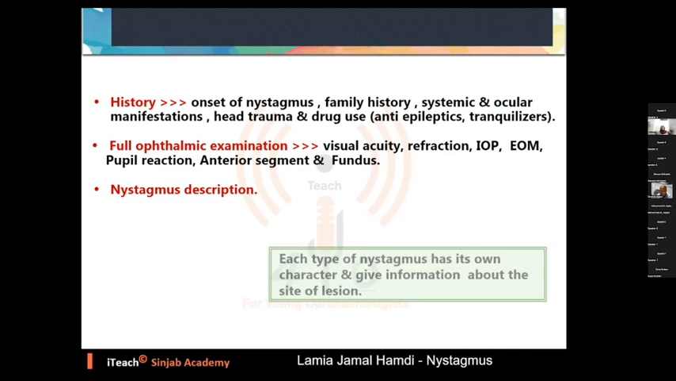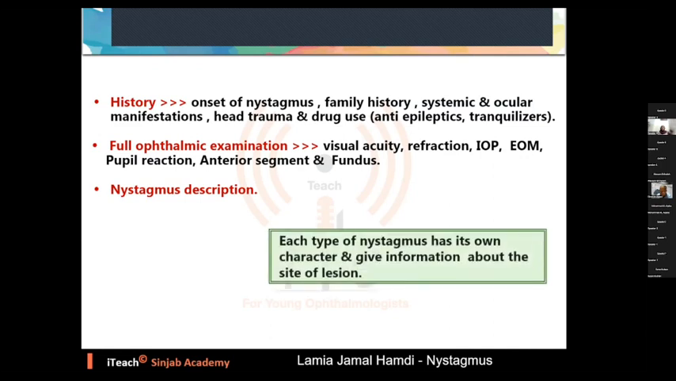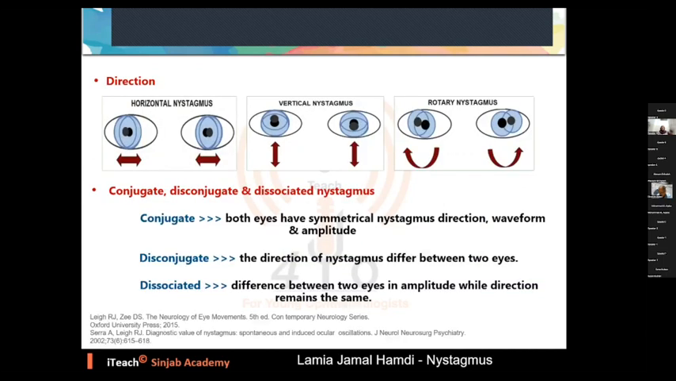Each type of nystagmus has its own character and gives information about the site of the lesion. There are 7 points to describe any type of nystagmus, starting with the direction. Nystagmus can be horizontal, vertical, or torsional. Conjugate is when both eyes are symmetrical in direction, waveform, and amplitude. Disconjugate is when both eyes are different in the direction of the nystagmus, while dissociated is when both eyes are different in amplitude while the direction is still the same.